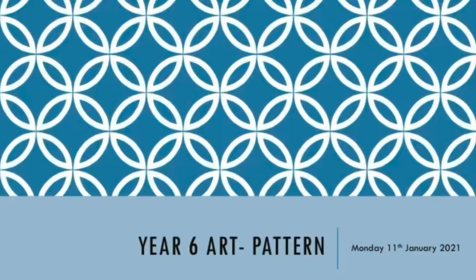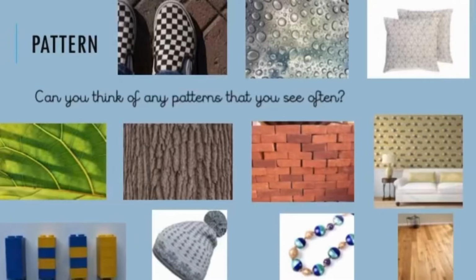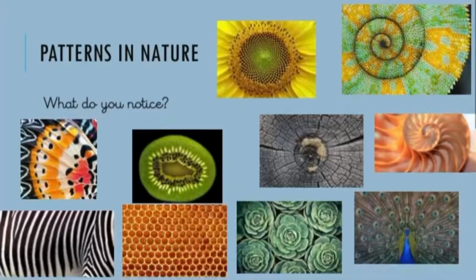So this week, the daily art videos are going to be focused all around the theme of pattern. Pause the video and see if you can have a think about some of the patterns that you see around you every day. You've probably realised that you see pattern around you all the time. That could be on your clothes, in your home, or even in nature. So on this slide, I've added some pictures of different patterns in nature. So here you can see pattern of zebra stripes, you can see a peacock's feathers, you can see shells, you can see bark. So this just goes to show that pattern is around us everywhere, all the time.